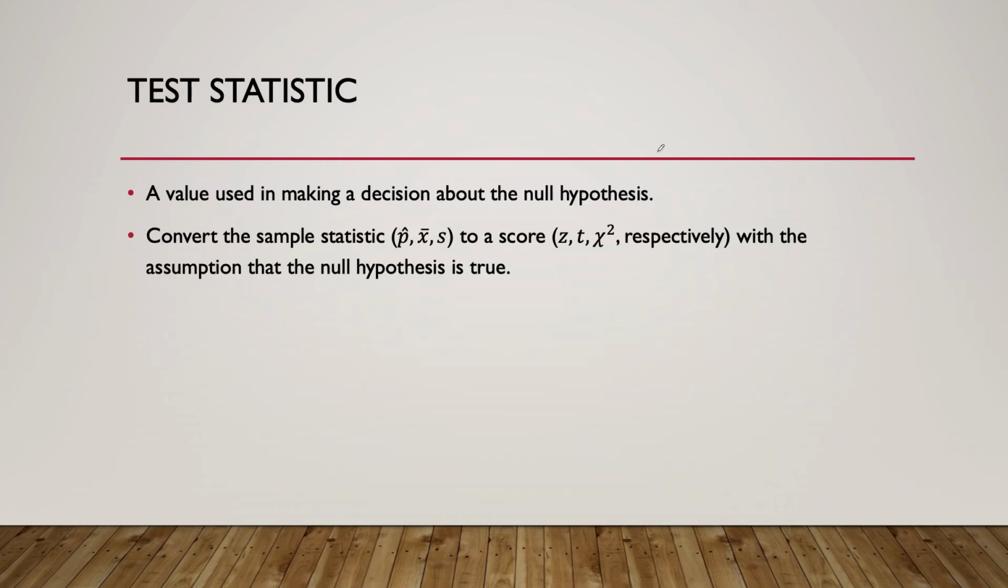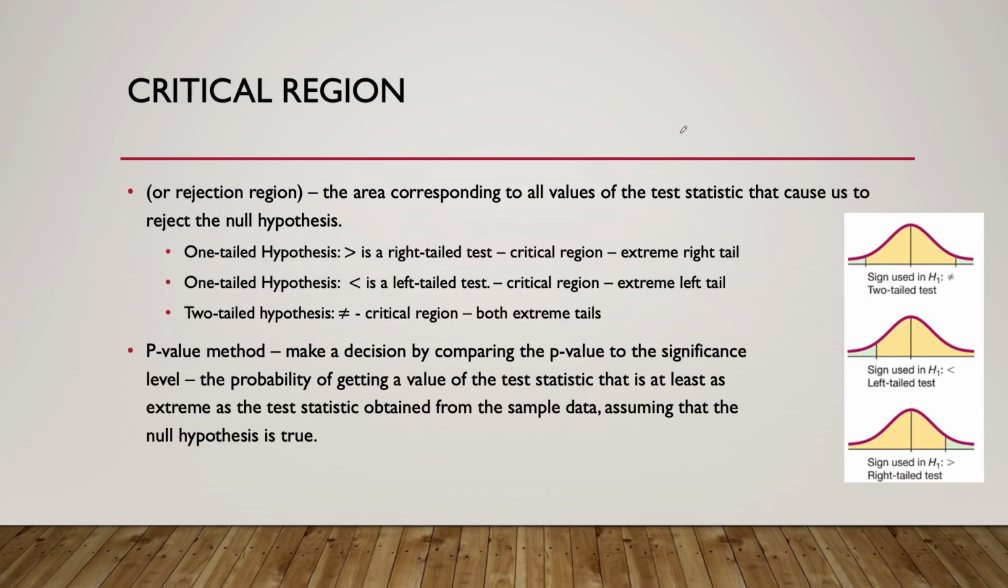The test statistic is a value used in making a decision about the null hypothesis. You would convert the sample statistic p hat, x bar, and s to a score z, t, and chi squared respectively, with the assumption that the null hypothesis is true. The critical region is based on the test statistic and on the hypothesis statement, whether we're looking at greater than, less than, or not equal to. It's also referred to as the rejection region, corresponding to all values of the test statistic that cause us to reject the null hypothesis.